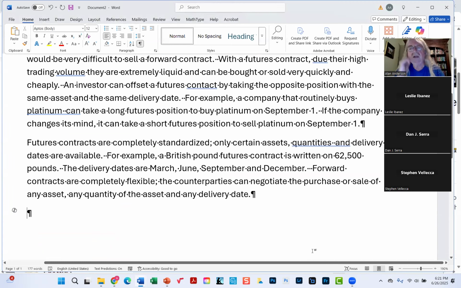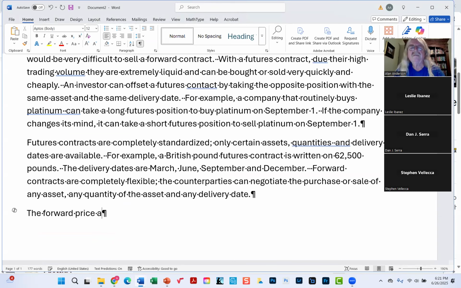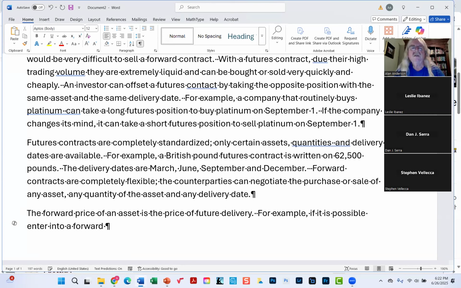One thing we don't want to forget about, I think they'll ask about this in the exam. The forward price of an asset is the price of future delivery. For example, if it is possible to enter into a forward contract to buy gold at 3,500 per ounce on, let's say, October 1st.